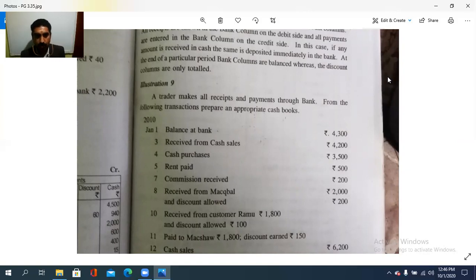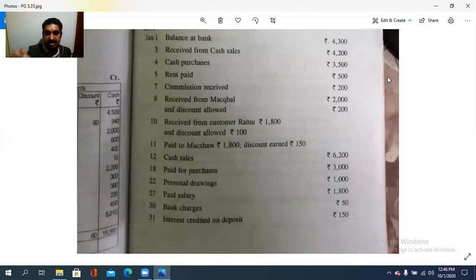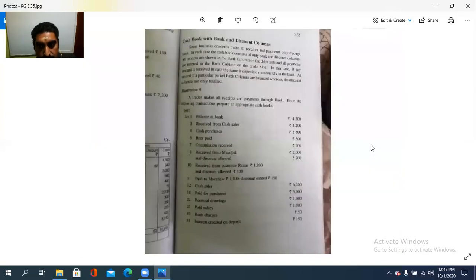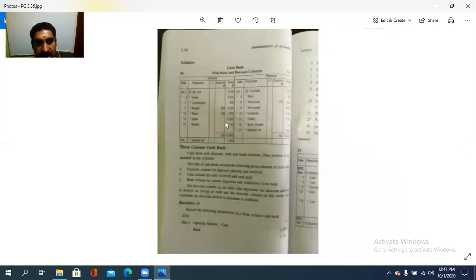Paid to Max Show 1,800, discount earned 150. Cash sales 6,200. Paid for purchases 3,000. Personal drawings 1,000. Paid salary 1,800. Bank charges 50. And interest credit on deposit 150. That is an income, isn't it? So we will see how this is to be prepared.